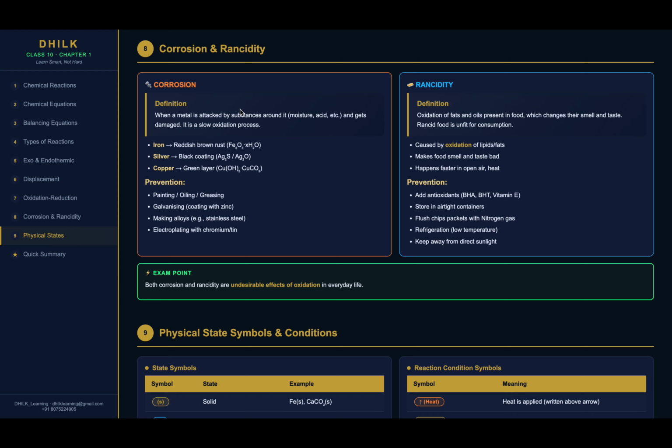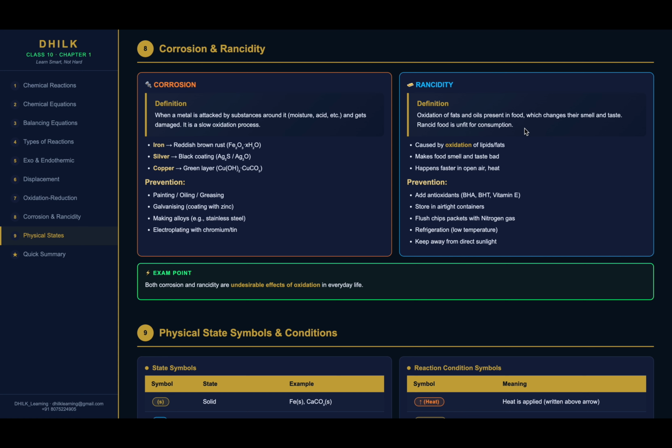This is how we can prevent corrosion. Okay, now rancidity. Rancidity is oxidation of fats and oil present in food, which changes their smell and taste. So rancid food is unfit for consumption. What does it mean by rancidity? What is happening here? Oxidation of fats and oil present in the food.